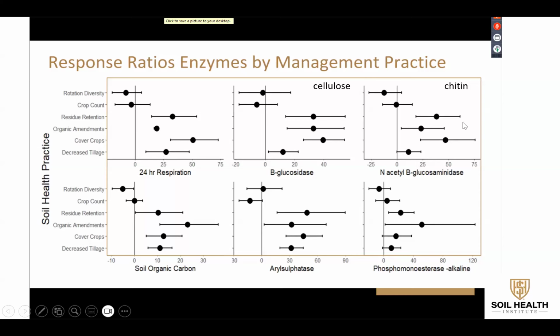But you can see similar patterns over here if we look at the enzymes that break down cellulose, the enzymes that break down chitin, and so forth. But we can see there are definitely different impacts by the different management practices.